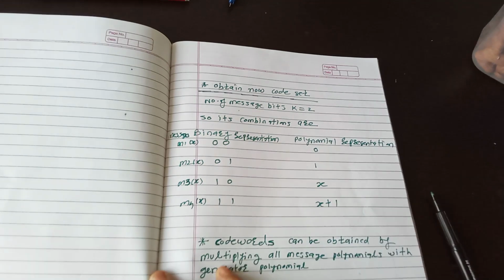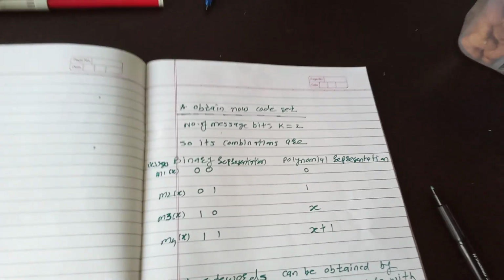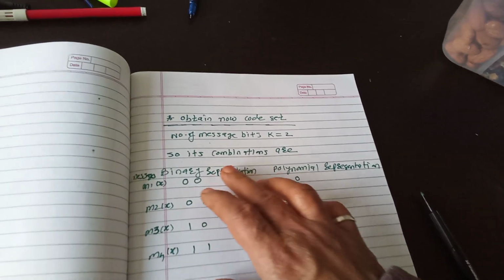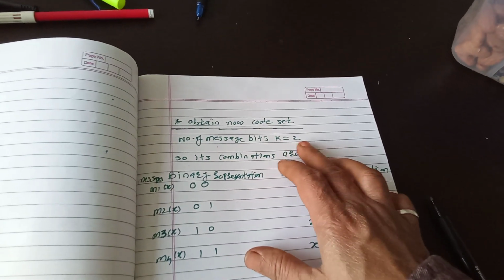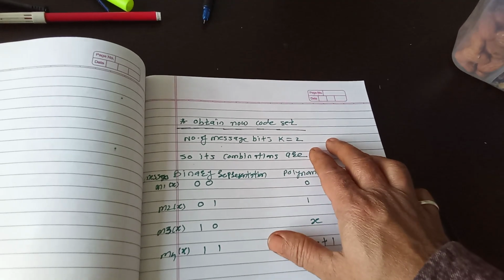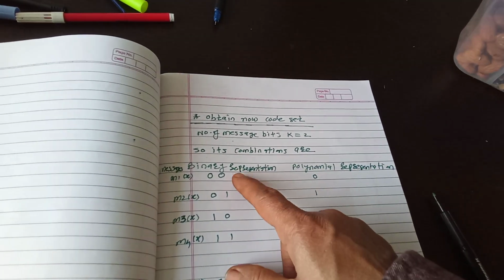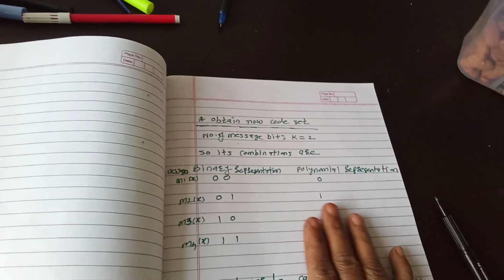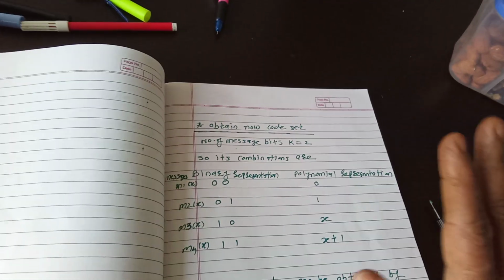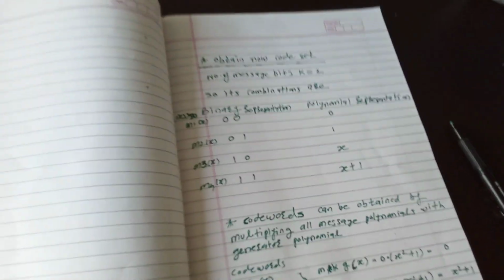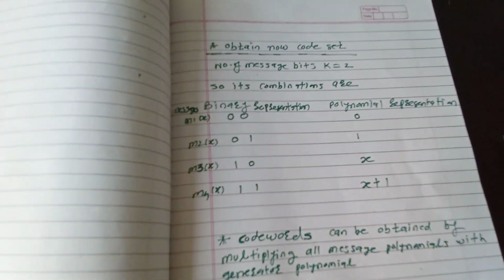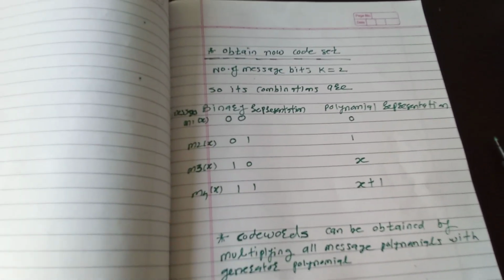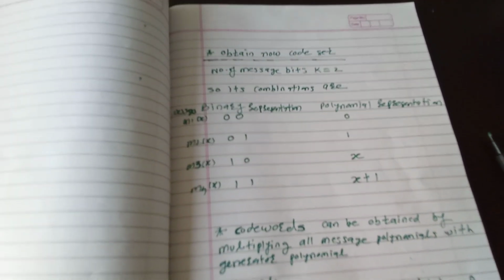Now we have to obtain the code word polynomial. For that you have to see how many message bits are there, k equal to 2. So if there are 2 message bits, then combinations are 4. So 0 0, 0 1, 1 0, 1 1. So you are going to get only 4 code words, because of how many message bits there are; in your code set you have those many code words.